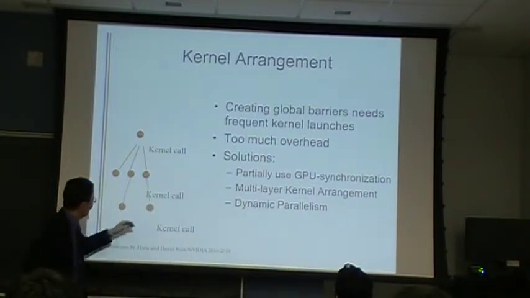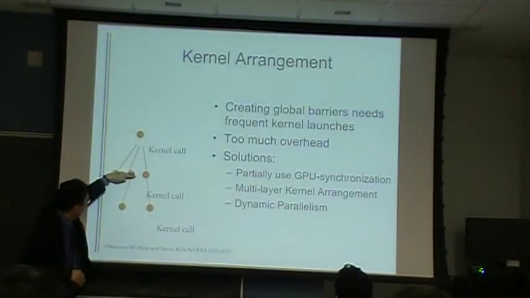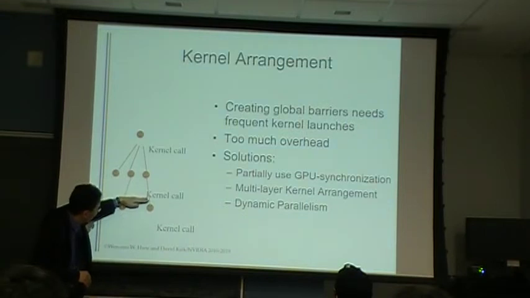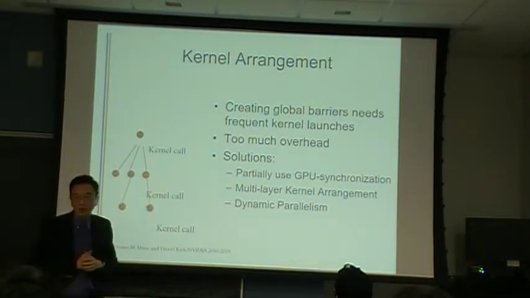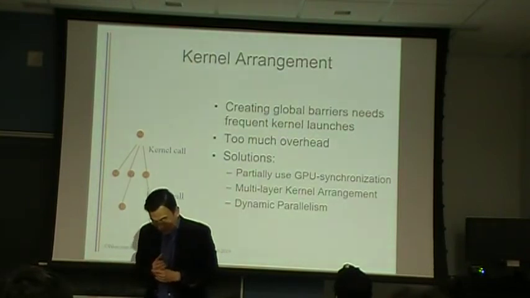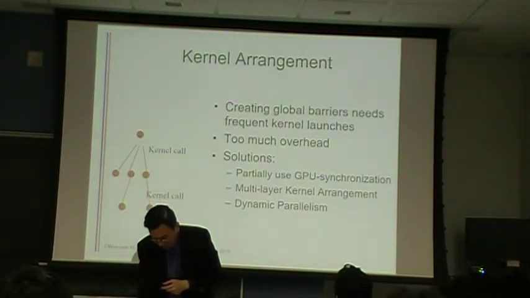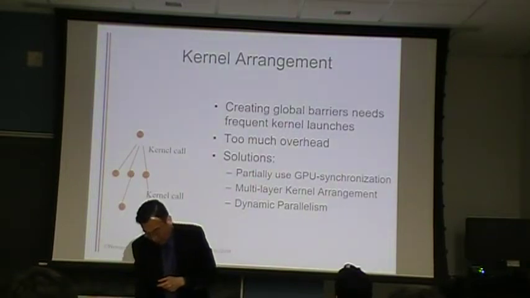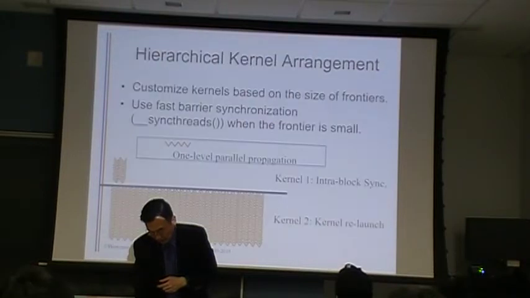So we need to terminate the kernel and then launch another kernel to process the next frontier. And this is quite expensive. So we have some solutions. One is to partially use GPU synchronization, or we can use a multi-layer kernel arrangement.